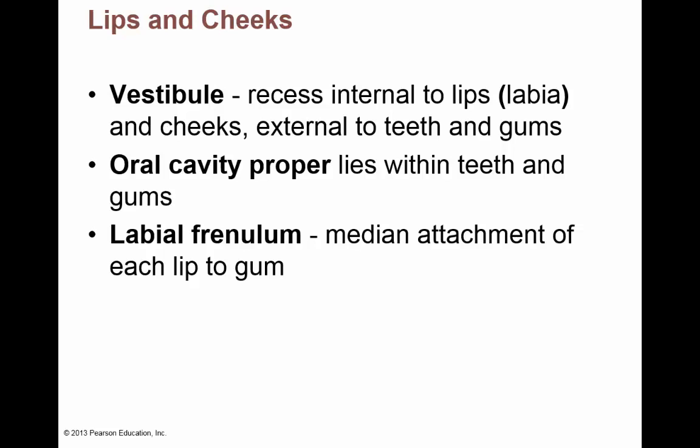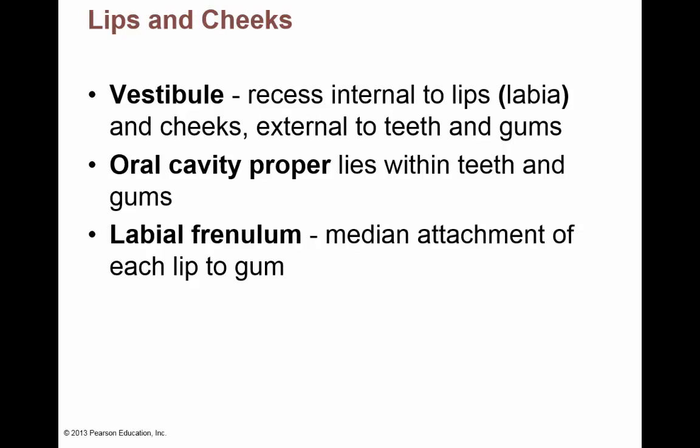First, we have an area called the vestibule. Now, do you remember what the word vestibule means? Yeah, the front area. This is the part, if I take my fingers and run it in between my lips and my teeth, behind the lips but in front of the teeth. That's the vestibule. So it's internal to the lips and cheeks, but external to the teeth and gums. The oral cavity proper then is all that space behind the teeth.